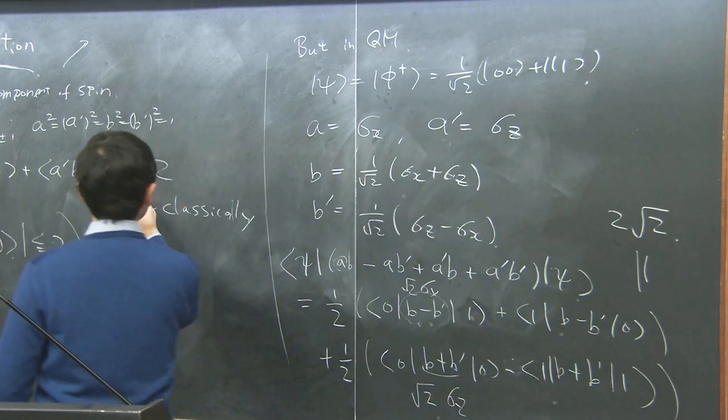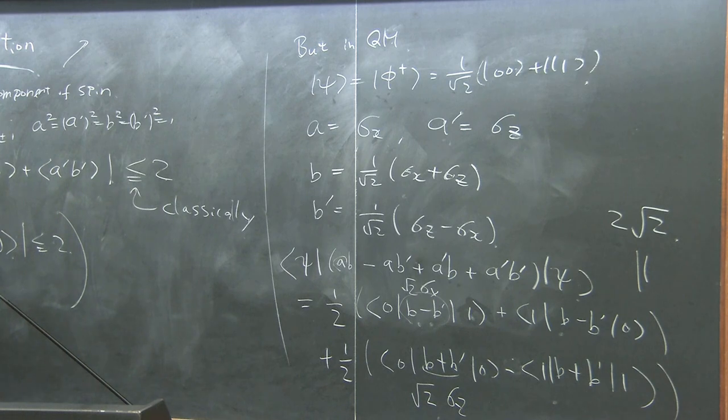So this obviously goes beyond this one. So this is a very famous Bell's inequality violation. This happens because we are talking about such a quantum mechanically correlated system. So this doesn't happen in classical mechanics.